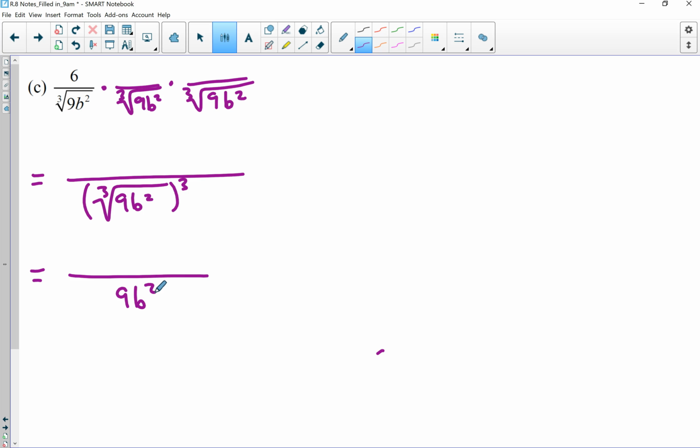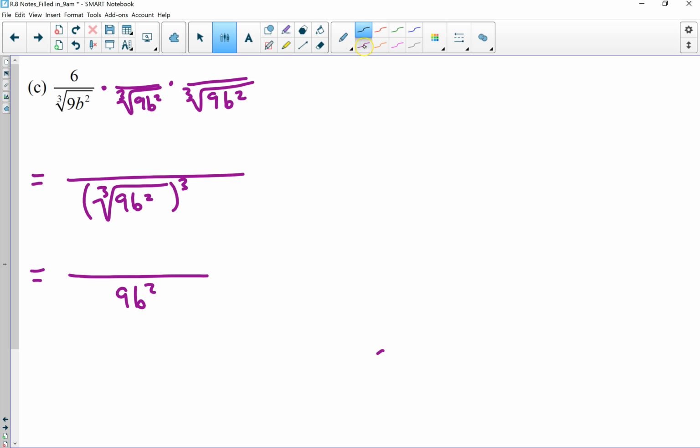If you have a higher powered root, you would just include additional multiplications, as many as you need to get rid of your root. So here I needed the cube root of 9b squared to be multiplied by itself a total of 3 times. If I had a 4th root, then I need it multiplied a total of 4 times. A 5th root, a total number of 5 times. Honestly, we probably wouldn't go that high to a 4th or a 5th root in rationalizing, but you could see a cube root for sure.